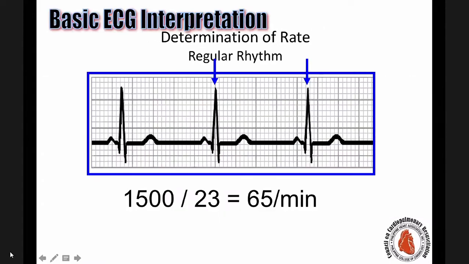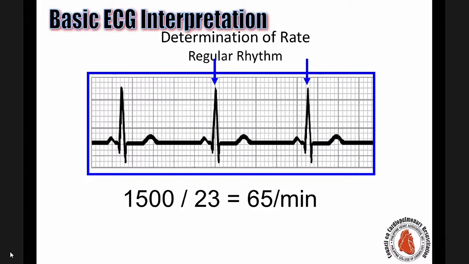How to determine the rate? Ito na yung kailangan nyo ng a little bit of mathematics. So you have to measure from one R2R interval how many small squares. And this is the most accurate: 1,500 divided by the number of small squares. Okay, so for example here, up to this point, 5 kasi yan eh, yung big square is 5 small squares. So 1, 2, 3, 4, 5. So this is 5, 10, 15, 20. Parang mga 2.5, pero sabihin na natin 23. So 1,500 divided by 23 is 65. So that's the heart rate, 65 beats per minute. Okay?